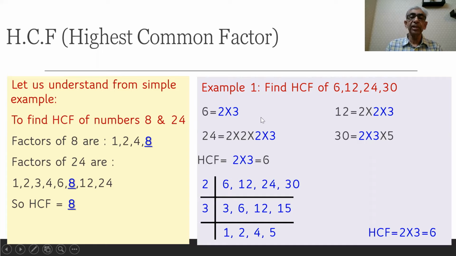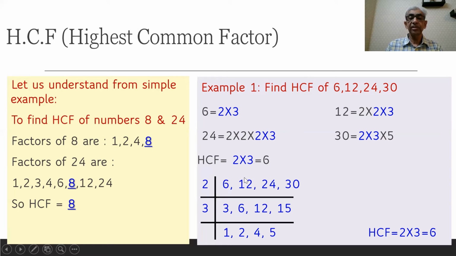Now HCF is the highest common factor, so it cannot be more than 6 because it has to be a factor. It has to be 6 or less than 6. Now the factors of 6 are 2 and 3. Now I will see whether this 2 and 3 is present everywhere. In 12, 2 and 3 both are there. In 24, 2 and 3 both are there. In 30, 2 and 3 both are there. So my HCF becomes 2 into 3, 6.